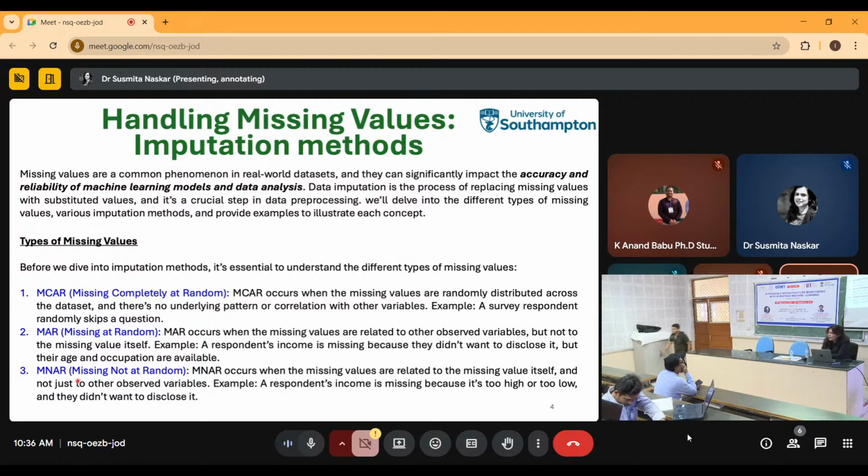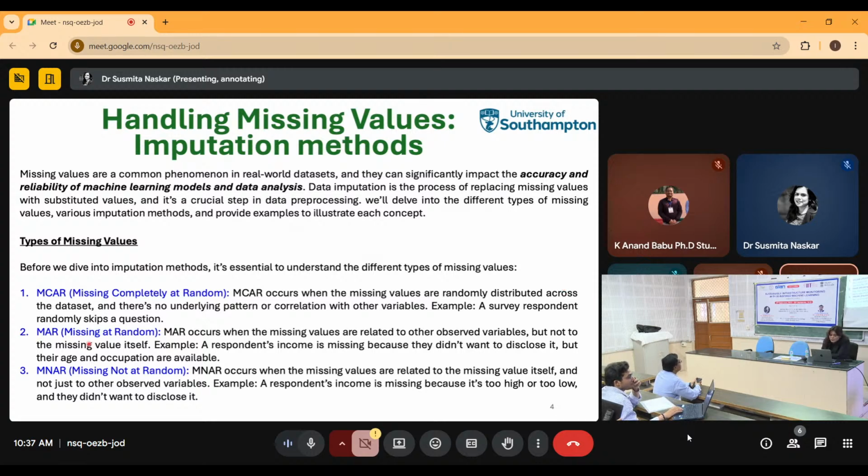MCAR is basically missingness which is unrelated to anything in the data. An example can be a respondent accidentally skipping a question, right? That's not going to affect the other questions. The impact is that list-wise deletion won't bias the estimate, but you lose power in some way, right? And simple imputations are usually fine for this.